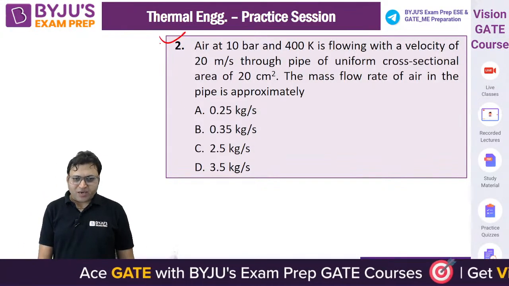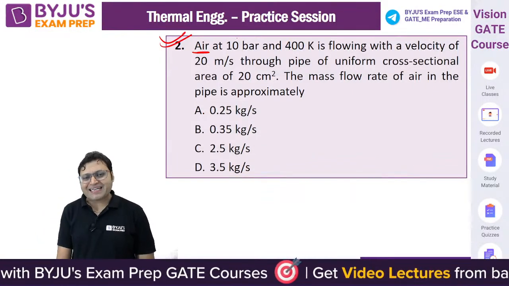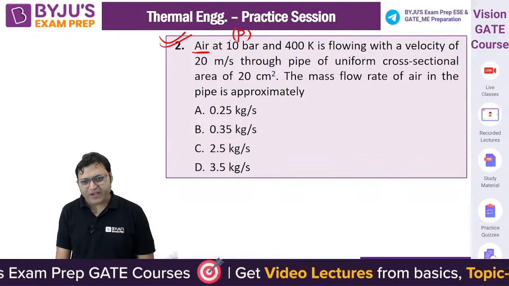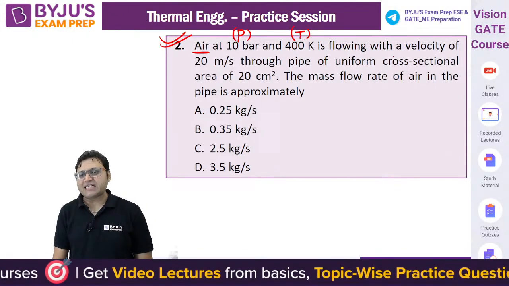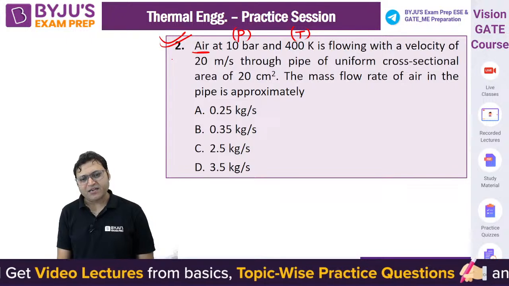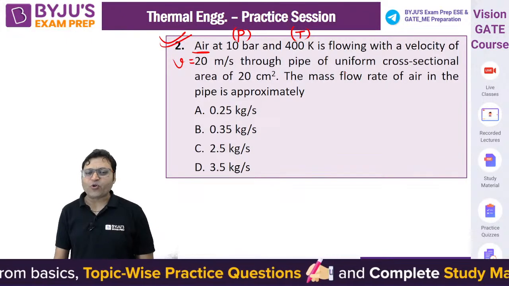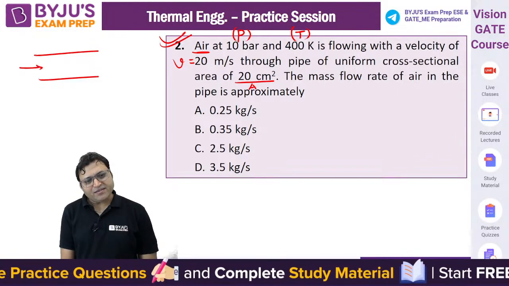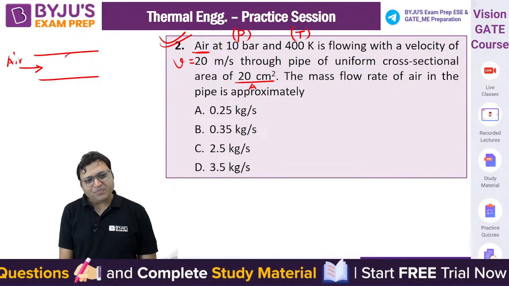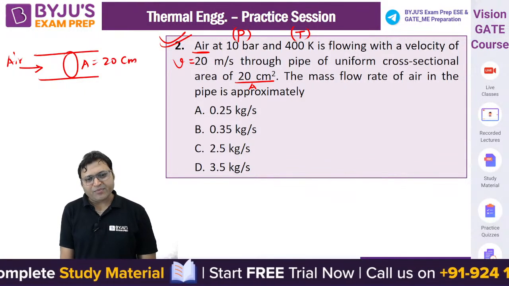Let us solve question number 2. The fluid is air at 10 bar. The pressure of air is 10 bar and the temperature is 400 Kelvin, flowing with a velocity of 20 meter per second through a pipe of uniform cross-sectional area of 20 centimeter square. Air is flowing through a pipe of constant cross-sectional area, that is 20 centimeter square.